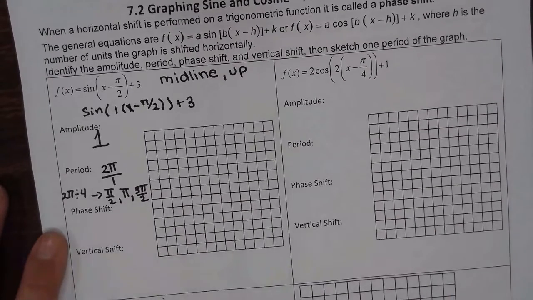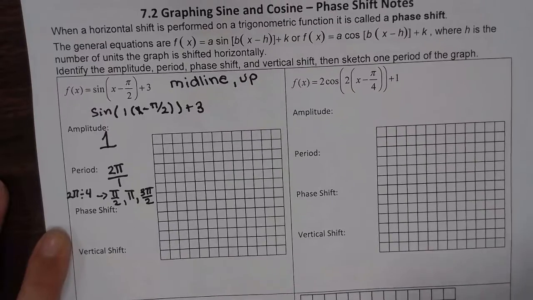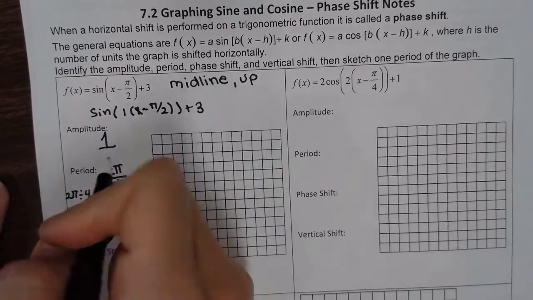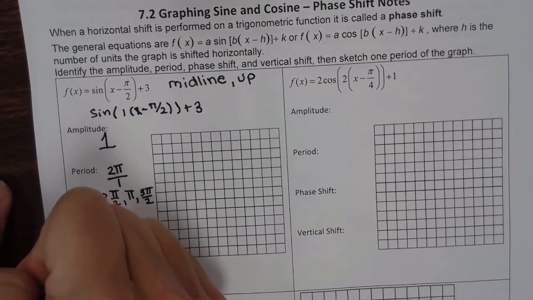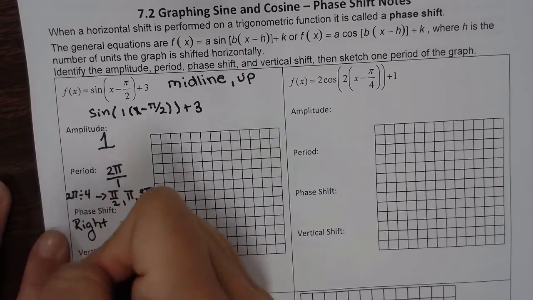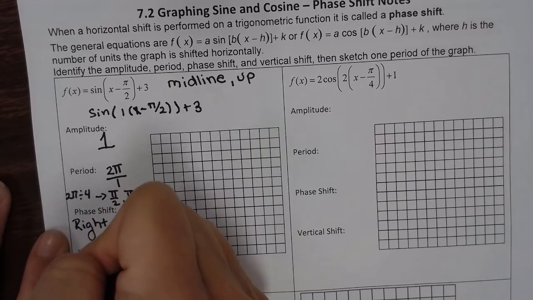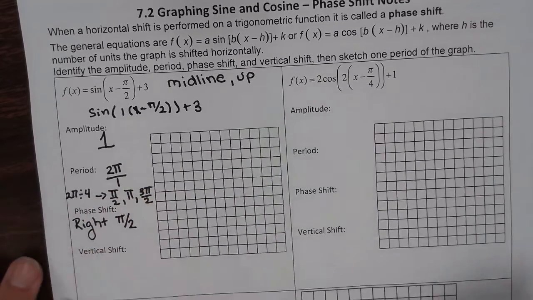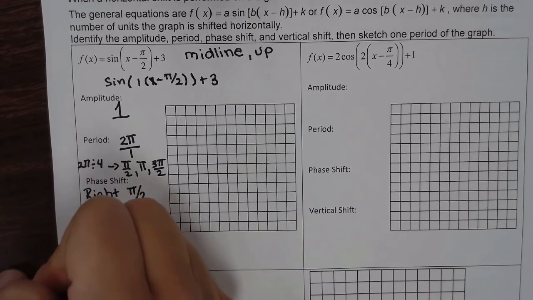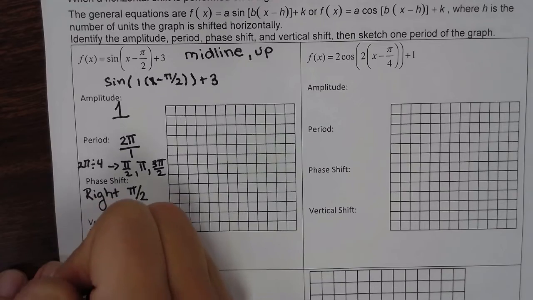Phase shift. The first thing I think you guys should write down is whether it's going left or right. This is a subtraction, so we are going to the right pi over 2. Now the vertical shift here, I know this is different, but I'm going to rewrite this. This is also the midline.